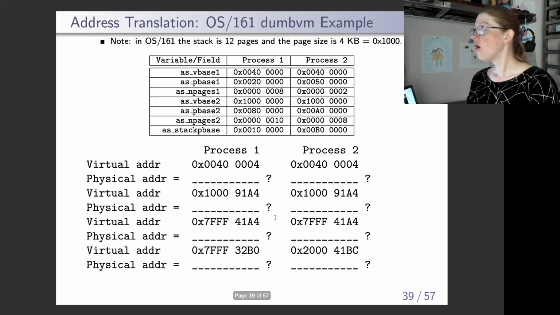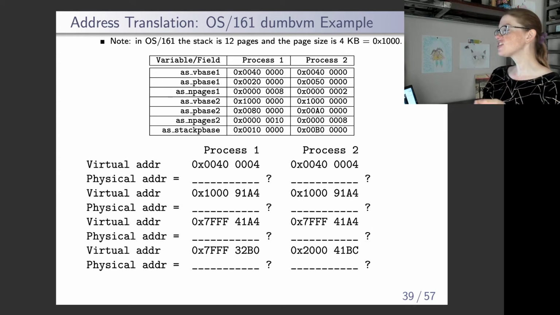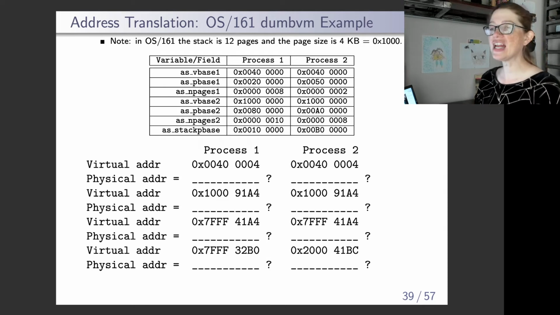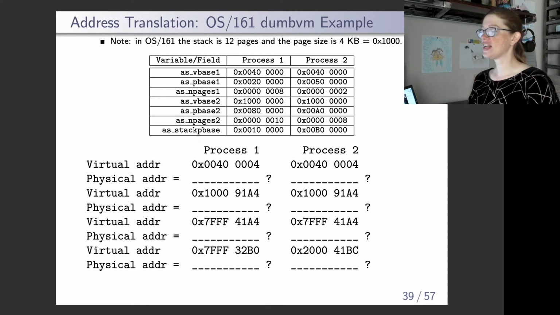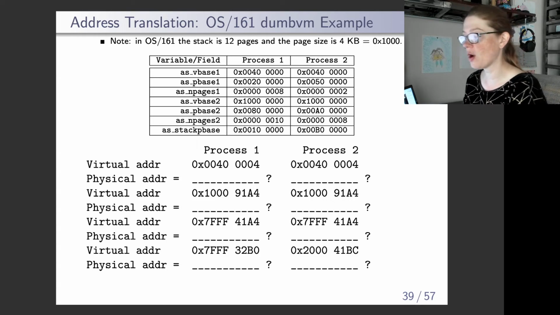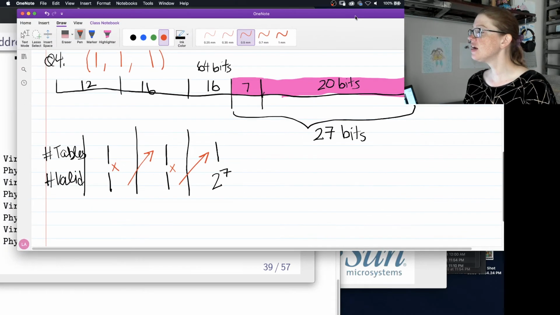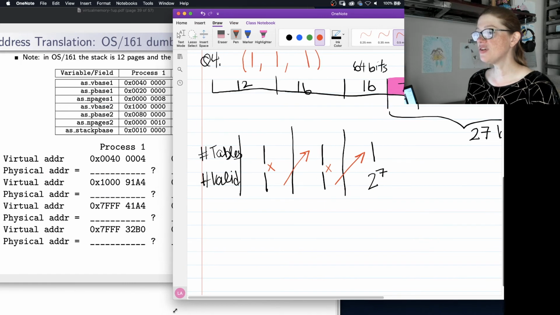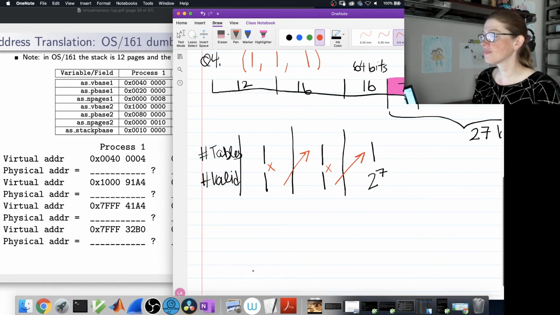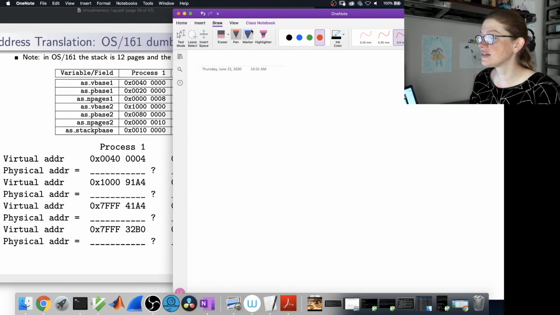All right. So in the notes here, it says, let's give this a try. Let's actually try now to translate some addresses for OS 161. So why don't we take our hand at that? Let's look at process 1. So let's scoot this over here and let's bring up a writing area. So we're going to ignore process 2. Let's give a nice new page, nice and crisp.